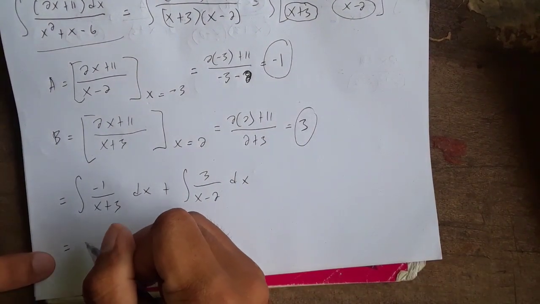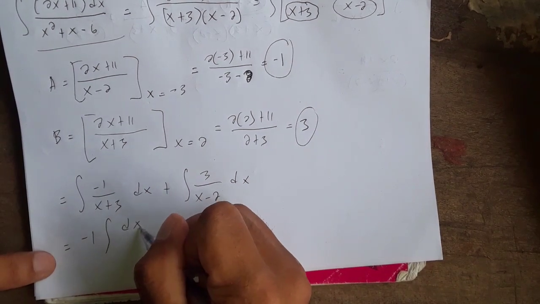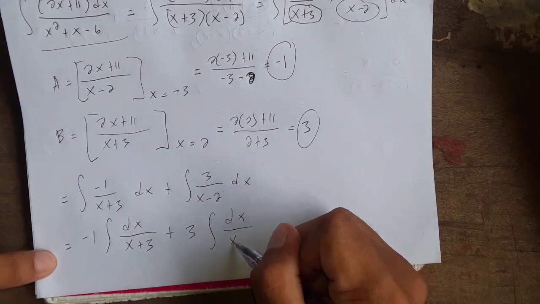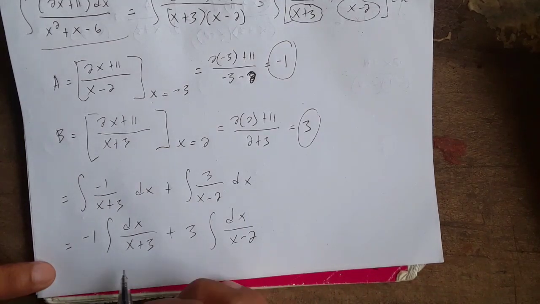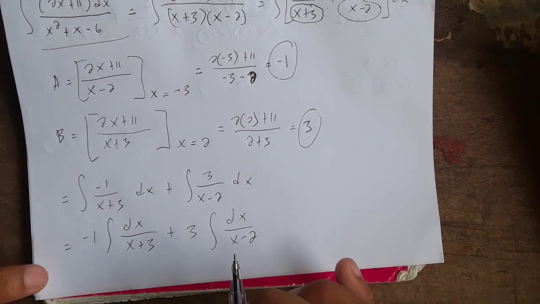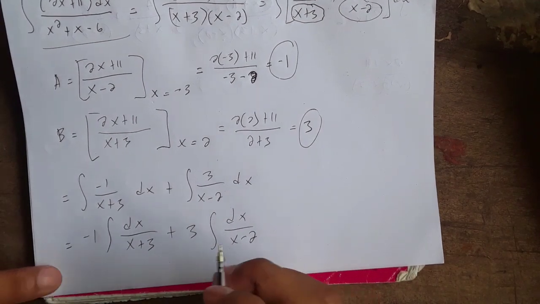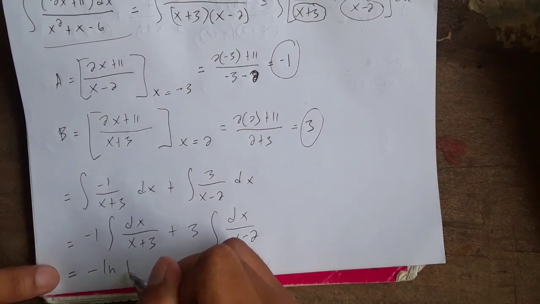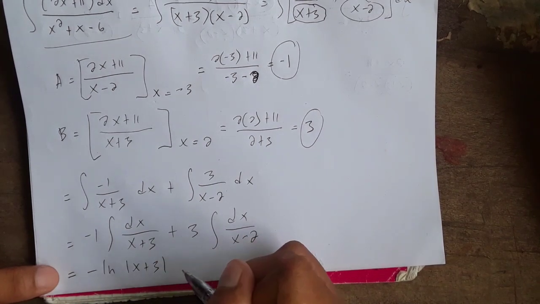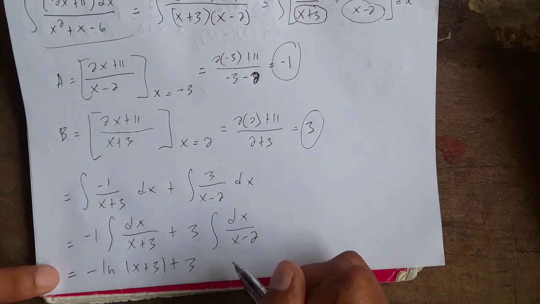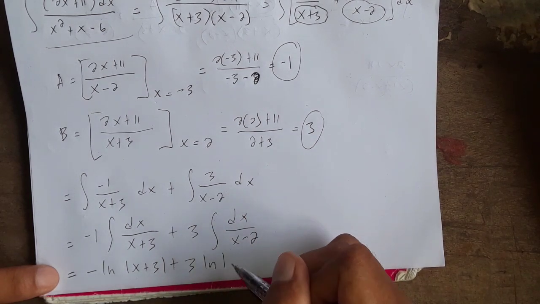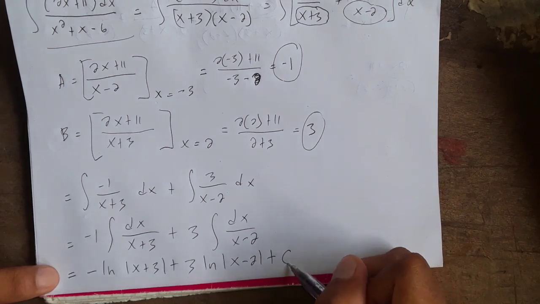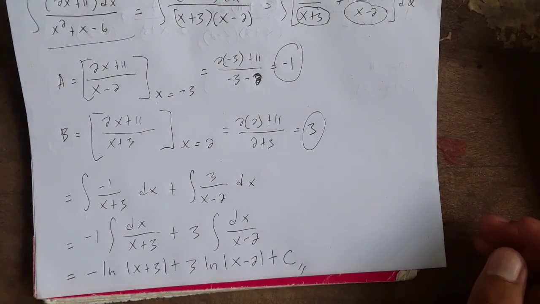So therefore by simplifying we have negative 1 integral of dx over x plus 3 then plus 3 times the integral of dx over x minus 2, and we can easily integrate this simplified function now using the logarithm formula of integration. So in this term we have negative ln of absolute value of x plus 3 plus 3 in this term here ln of the absolute value of the denominator, which is x minus 2, then don't forget to add an arbitrary constant. So that is the final answer.